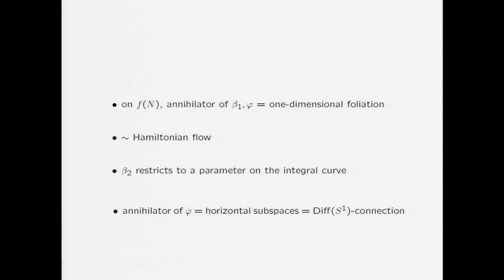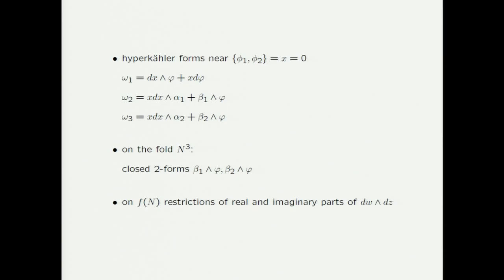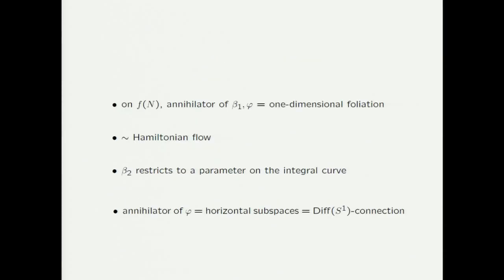So this is only a foliation, but for example, if you locally describe your hypersurface by the vanishing of a function, then the Hamiltonian flow of that function would go along this one-dimensional foliation. And if we look at the other, the beta 2, then that restricts to this as a parameter on the integral curves of this foliation.